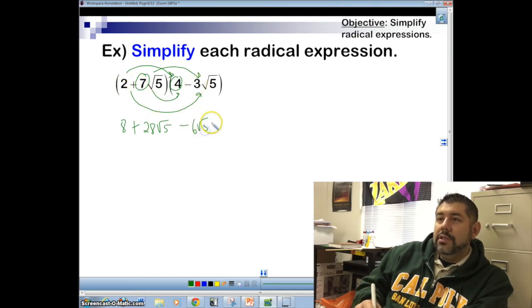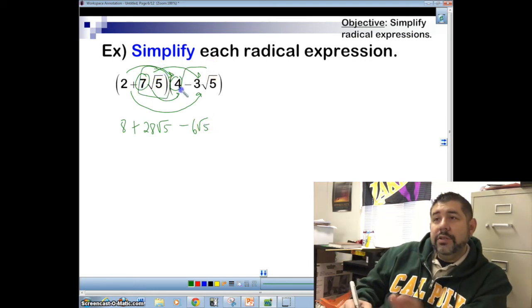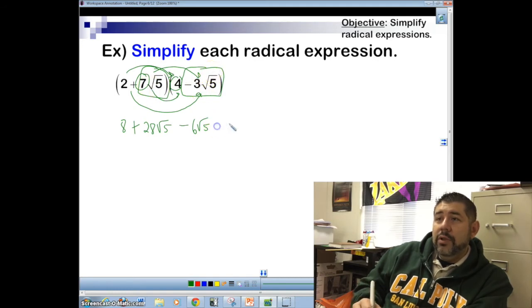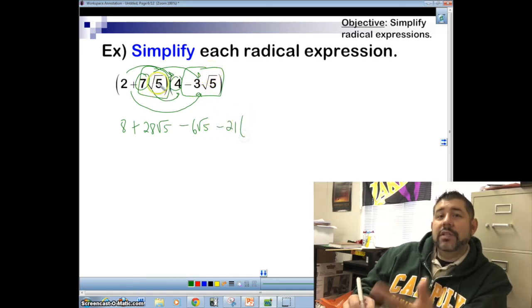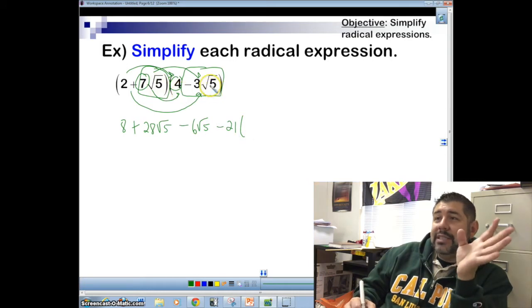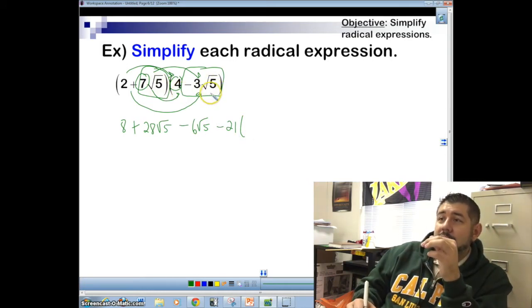And then this one right here, 7 root 5 and negative 3 root 5, what you're going to do is multiply the 7 and the 3, which is going to give you 21. And then when you do the root 5 times root 5, that's going to be root 25. So what happens every time here, as long as these are the same, you're going to end up with just what was in the square root. So I'll just do it out. I'll do the next step, okay?